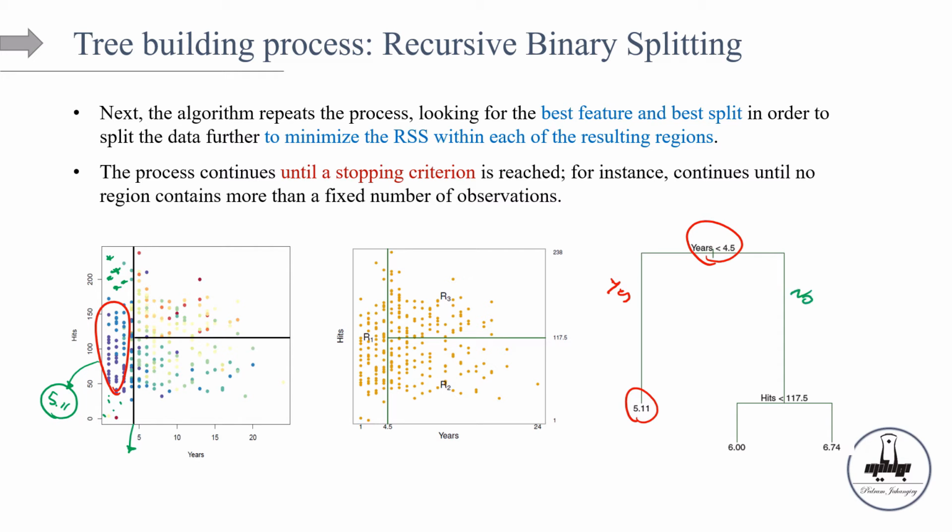If no, it goes to the right. Then if no, we need to make another split. Another split is based on number of hits. If number of hits is less than 117, so we are here. We'll take the average of these numbers. So the average is 6. So report this number for the prediction for all the new observations that you want to make prediction for. And then if no, we are here. Take the average of all these dots. It's going to be 6.74. And that's the predicted value for the test set in this region. Let's say these ones. All right.